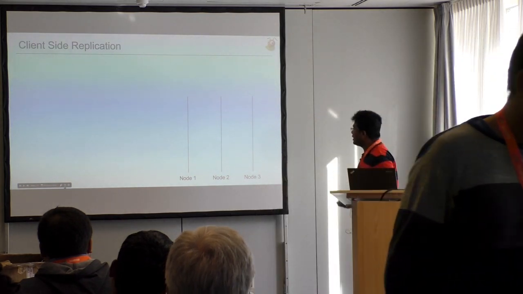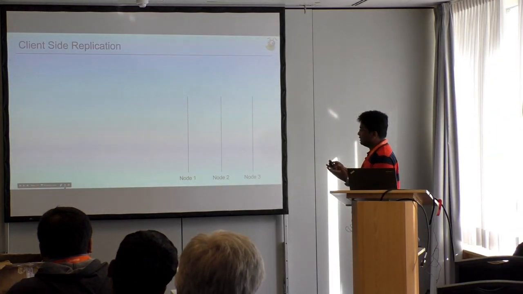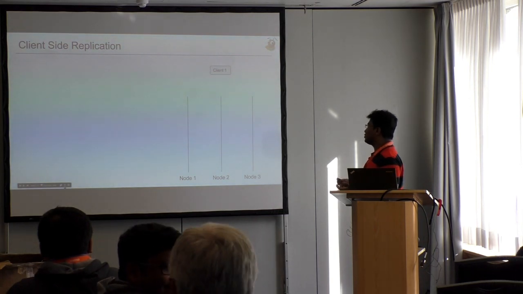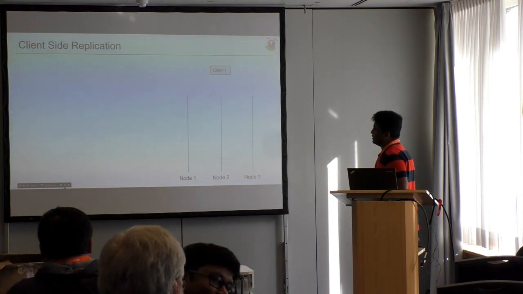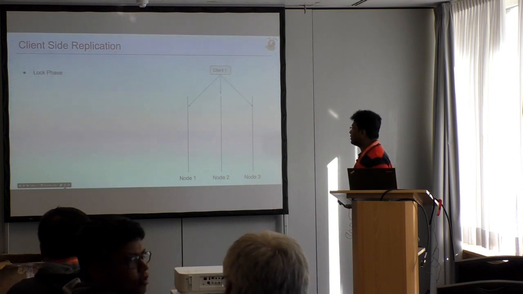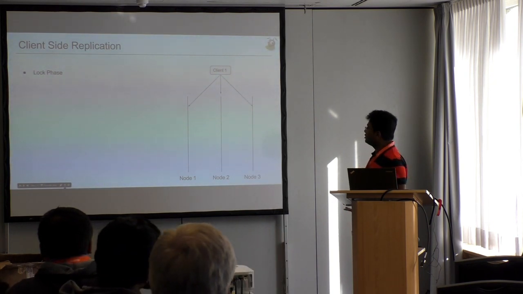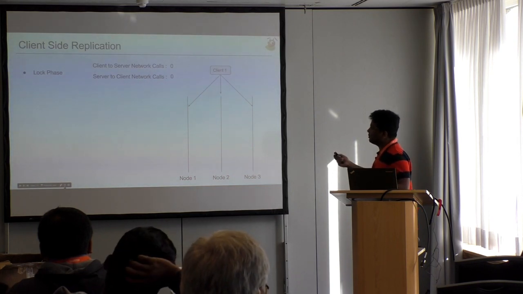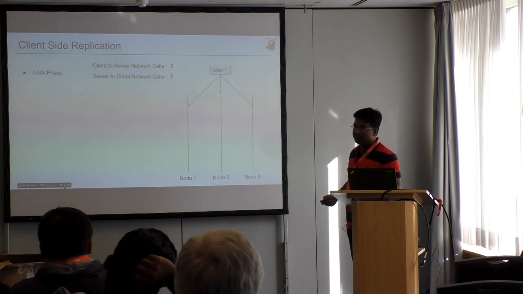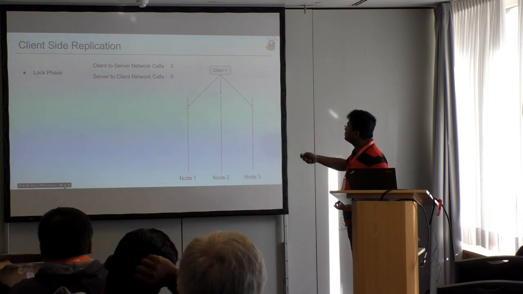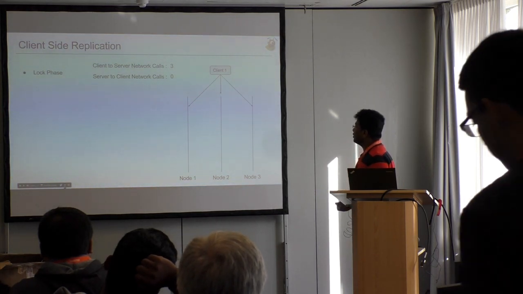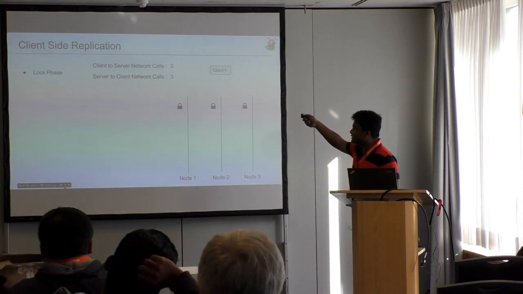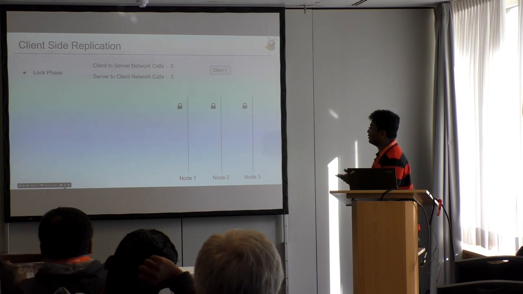So today, let's say we have three nodes in the cluster, in a replica sub-volume, and we have one client. I'm trying to show you what exactly happens in client-side replication. We have something called the lock phase, where we take locks. Also, I'm going to try and count the network calls that we make for a typical write per se. It's just three calls per lock phase. We get the lock, we get three acknowledgments back. So it's client to server 3, server to client 3.